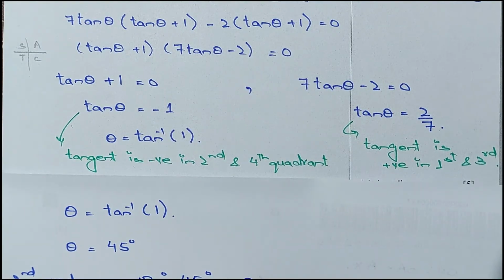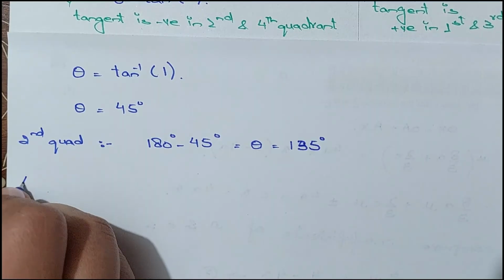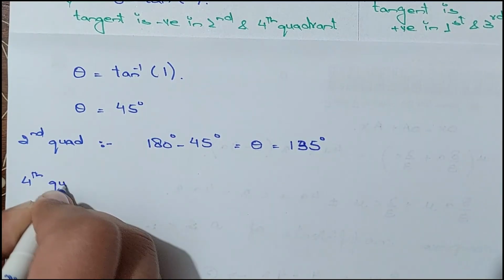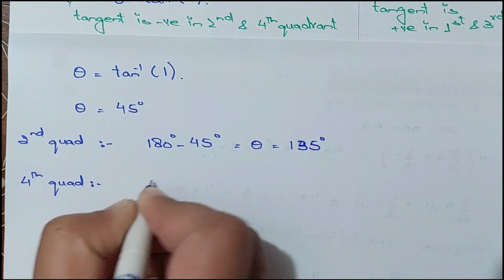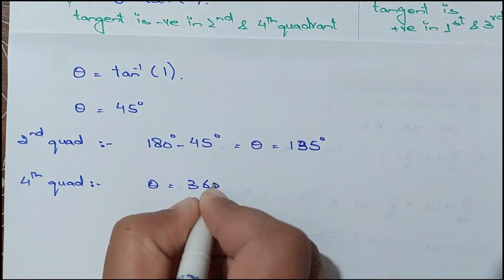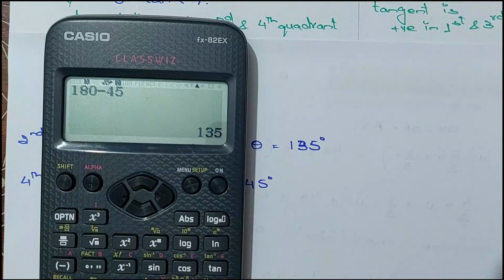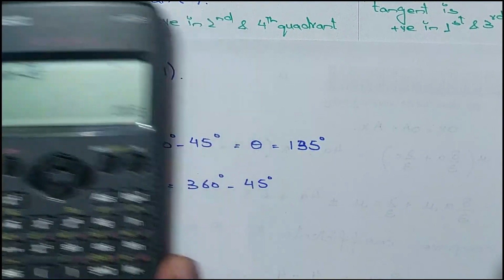So we can say theta is equal to 135 degrees. Okay, and it is also negative in the fourth quadrant. So for the fourth quadrant, the operation is theta equals 360 degrees minus 45 with this angle. Okay, 360 minus 45 is 315.